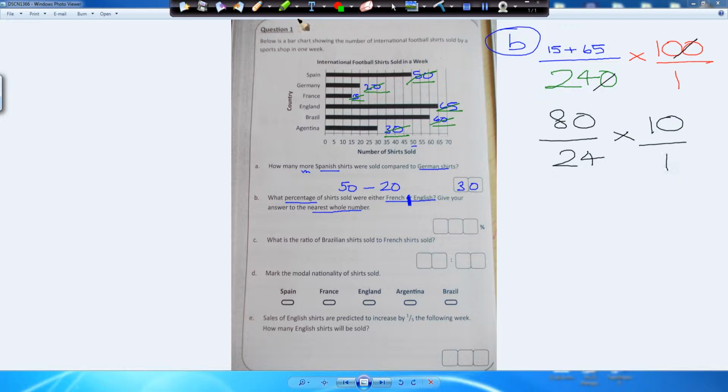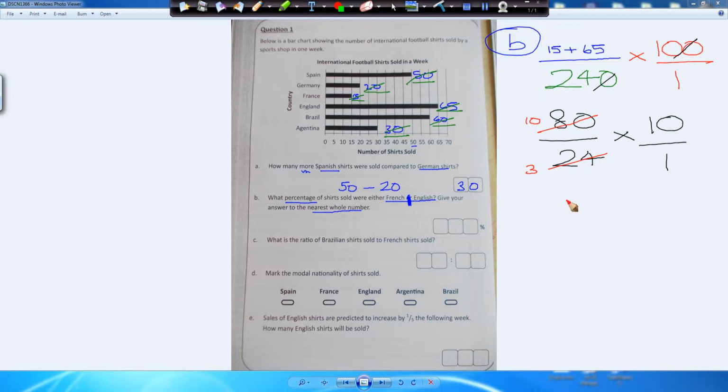Okay, now can we cancel any more? Right, let's have a look. Can we cancel any more? Are you sure? Yes. Right, what about 80 and 24? What's the highest common factor? 8. So 80 divided by 8 is 10. 24 divided by 8 is 3. So now we can't cancel anymore.